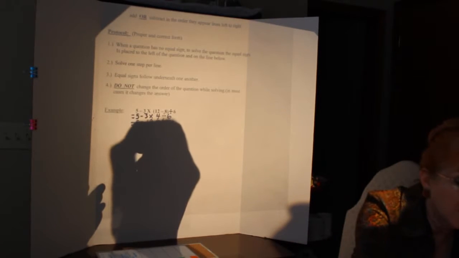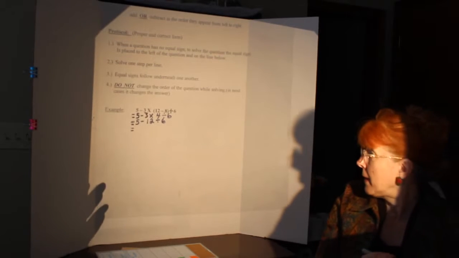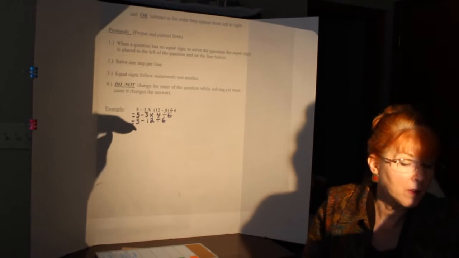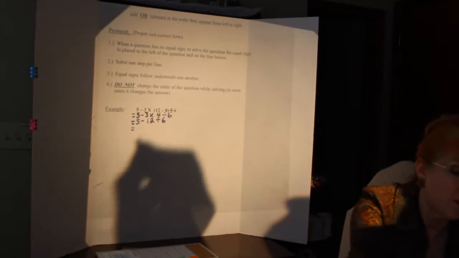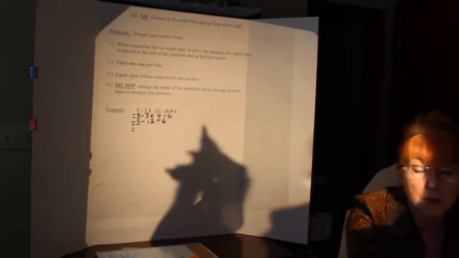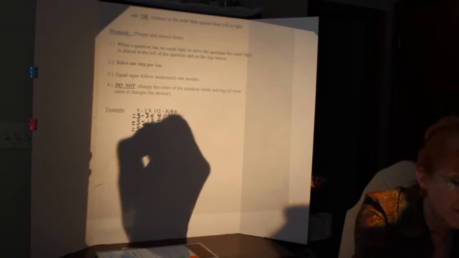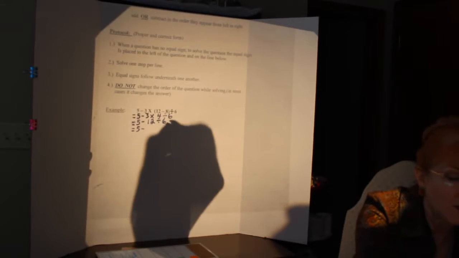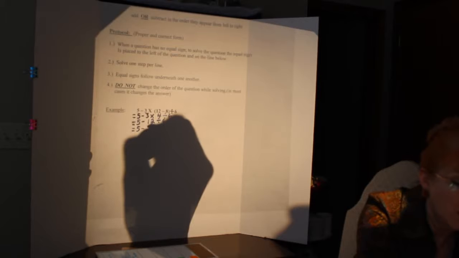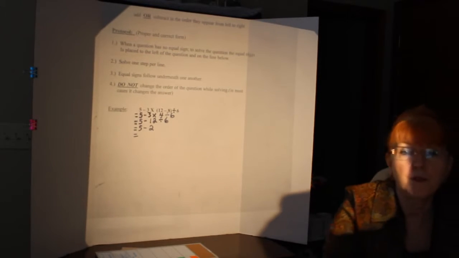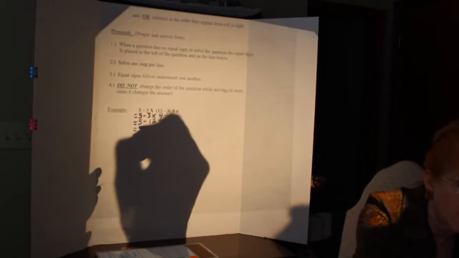Again, equal sign goes underneath. Alright. We haven't dealt with the 5 and the subtract yet. We still have a divide, and that has to be done first. So 5, subtract, 12 divided by 6 is 2. So the last thing, 5 subtract 2 is 3.